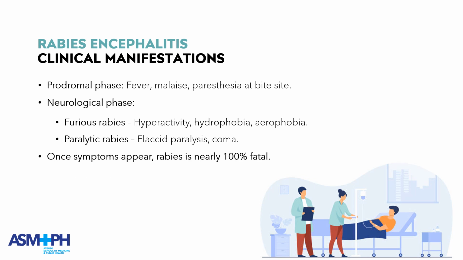Rabies encephalitis has a clinical manifestation of fever, malaise, and paresthesia at the bite site during the prodromal phase. The neurologic phase is divided into two: furious rabies, which will have hyperactivity, hydrophobia, and aerophobia, and paralytic rabies, which will present as flaccid paralysis and coma. Again, for rabies encephalitis, once symptoms appear, rabies is nearly 100% fatal.